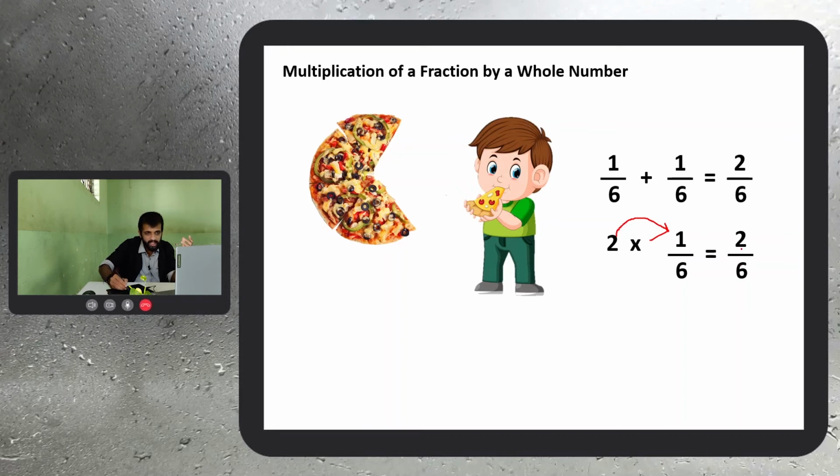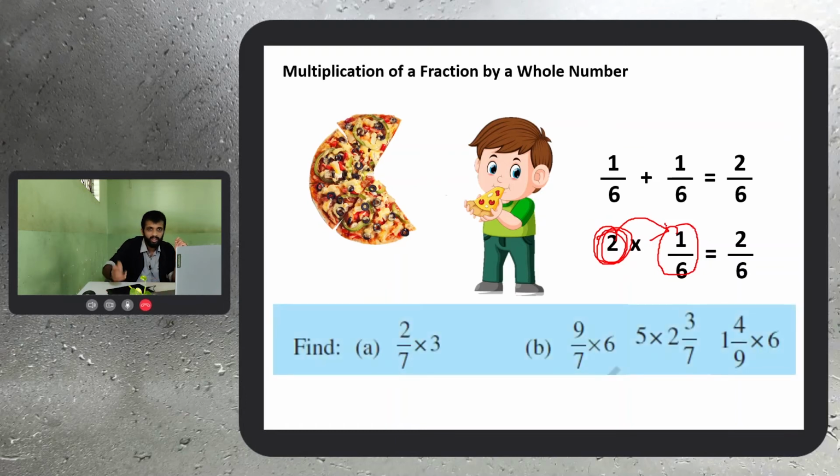So this is a whole number and this is a fraction. So multiplication of a fraction with a whole number. So I hope this is very clear. Simple. We just have to take the number and multiply only in the numerator. Okay, when you are multiplying a fraction and a number, they are multiplied only in the numerator.